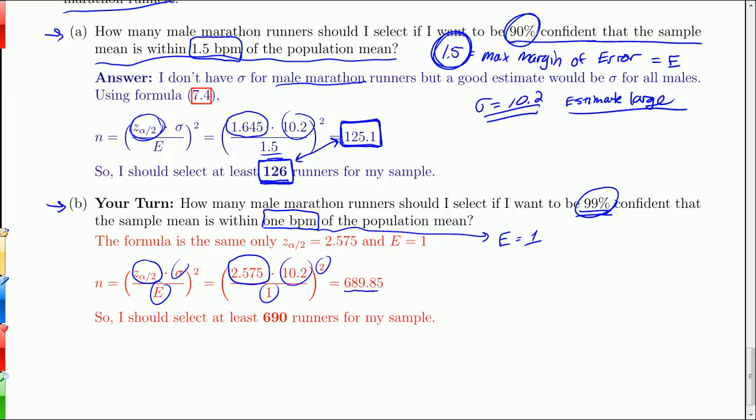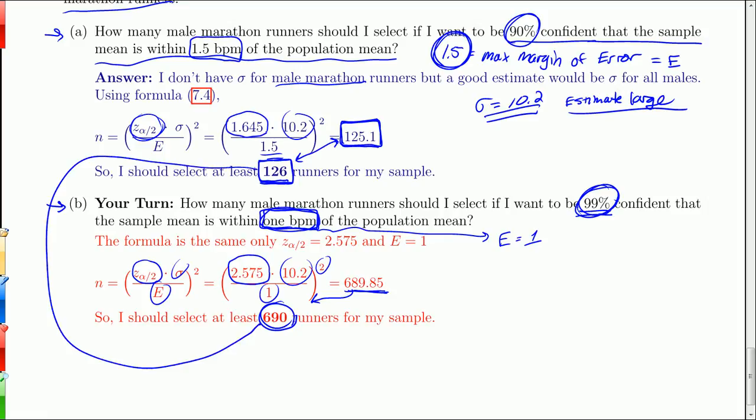I get 689.85. And again, I need to round up, because I need at least 689.85, so I need 690 runners for my sample. And if I get 690, I'm pretty certain that my margin of error will be less than or equal to 1. Right? And notice, I got more confident, and my tolerable margin of error got smaller. So my number from here to here got a lot bigger. Got bigger for 2 reasons. One, I increased my confidence level, and the other, I decreased my margin of error.